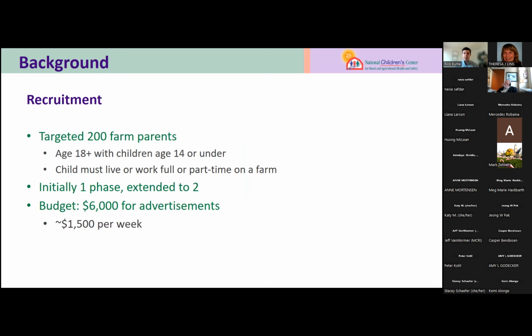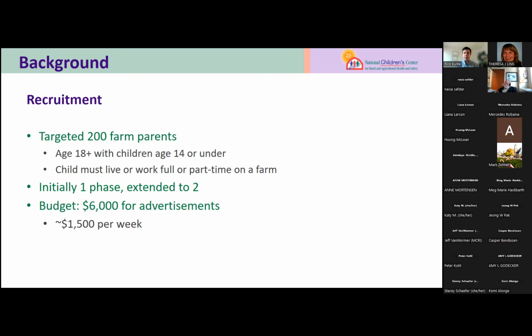So for our recruitment goals, we wanted to recruit 200 farm parents for this study, which were at least 18 years of age and had children age 14 or younger. And the child had to either live or work on a farm, either full or part-time. So, if they lived with one parent, say during the winter, and then in the summer they went to work on the farm, we'd want to include them as well. We initially had one phase of recruitment, but we did have some difficulty recruiting our target of 200 farm parents. And so that was then extended into a second phase.